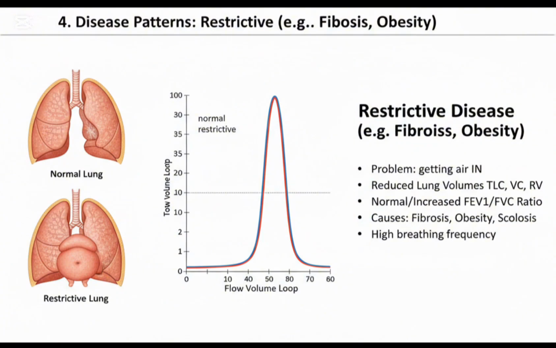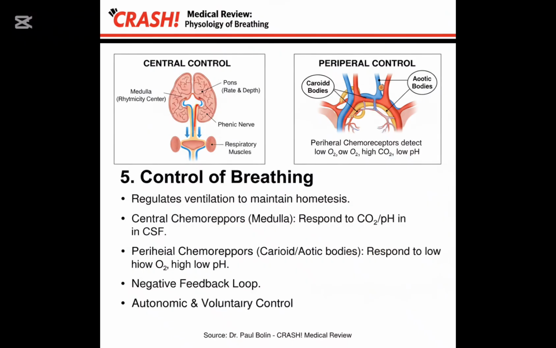In contrast, restrictive diseases involve reduced lung compliance or limited expansion. In pulmonary fibrosis, thickened interstitial tissue reduces diffusion capacity and total lung volumes. In obesity, excessive chest wall mass mechanically limits lung expansion. Here, both FEV1 and FVC decrease proportionally, so the FEV1 over FVC ratio is normal or even slightly elevated. Total lung capacity is reduced, and diffusion may be impaired if the alveolar membrane is affected.